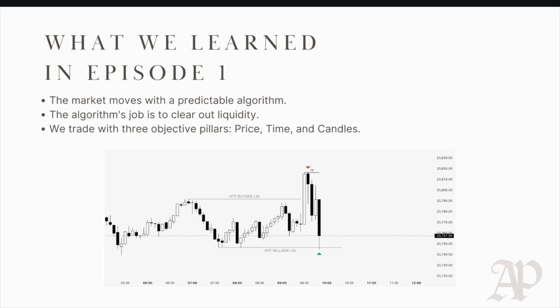So let's do a quick recap of episode one. In episode one, we talked about how the market is driven by an algorithm and its main job is to clear out liquidity. We also agreed to throw out all of the messy, unnecessary indicators and focus only on three objectives: that is price, time, and candles. So now let's get into the time part.